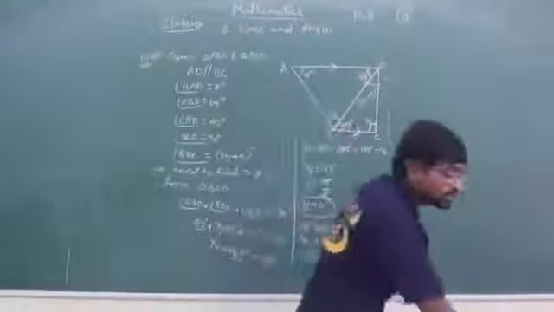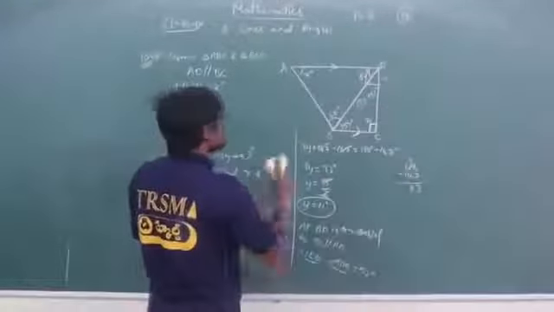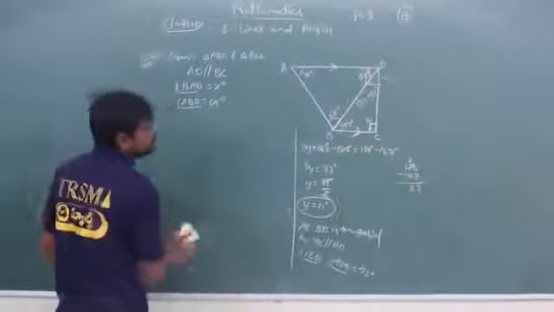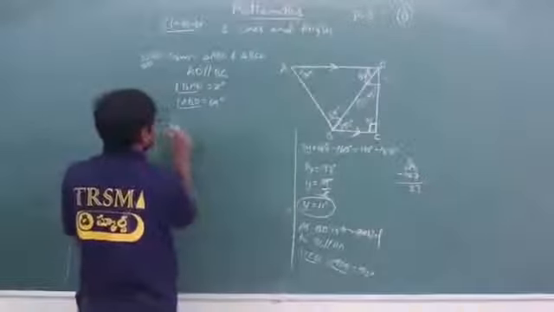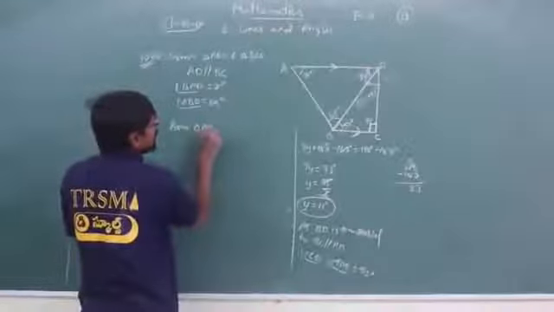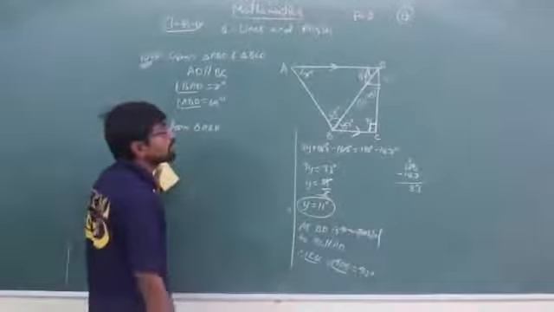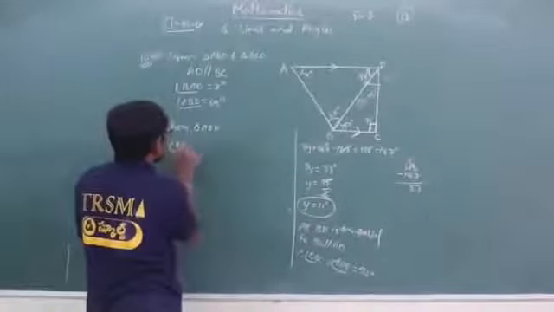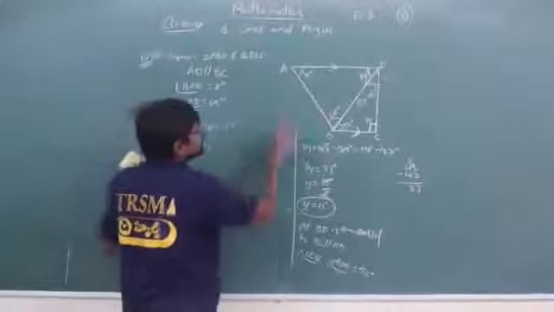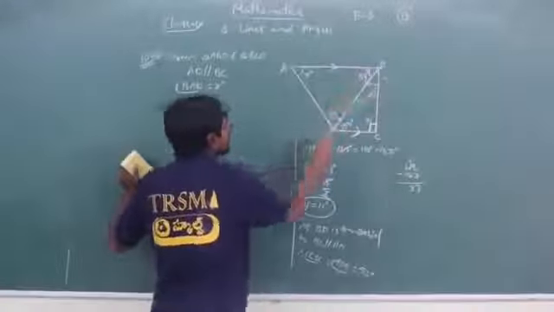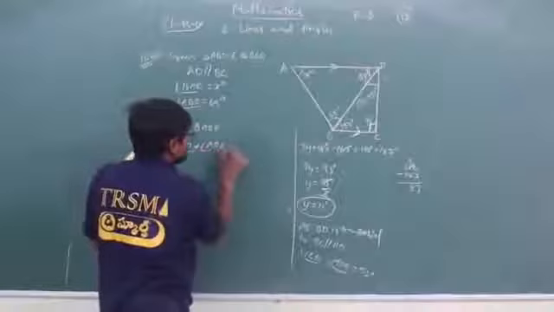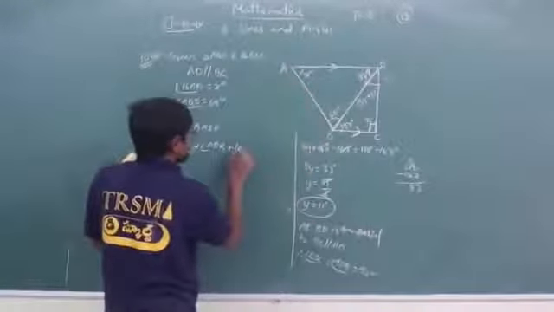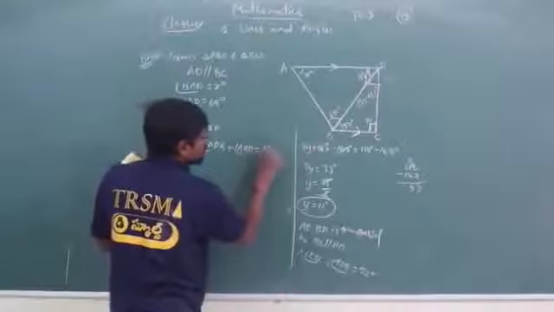Sum of interior angles of a triangle is 180 degrees. So here, hope you all understood this. I am erasing this. Okay, so from triangle ABD, what do we have? Angle BAD plus angle ADB plus angle ABD is equal to 180 degrees.